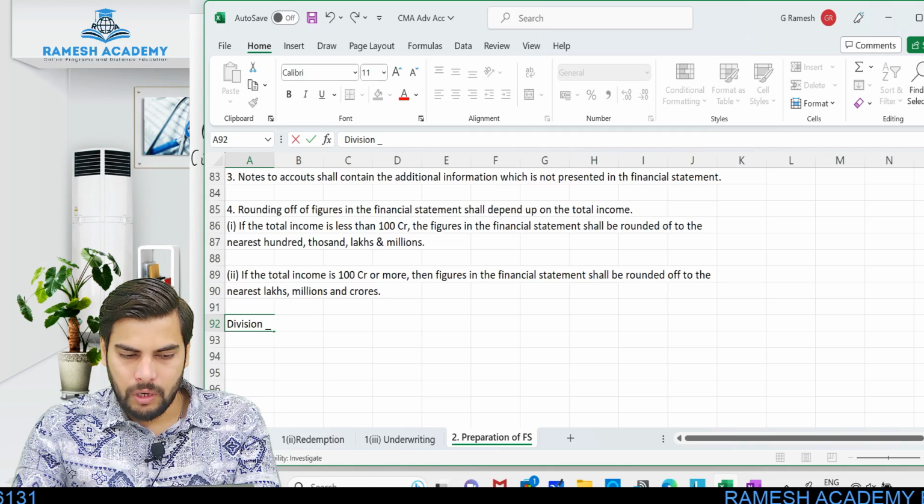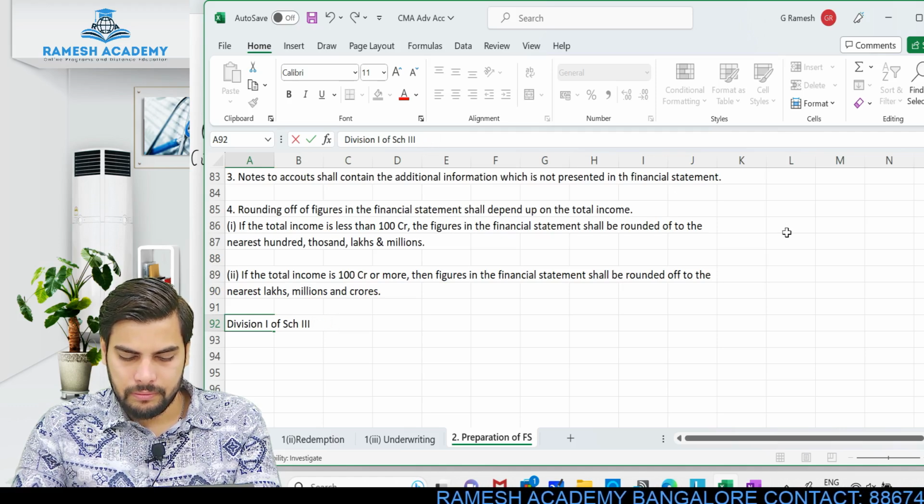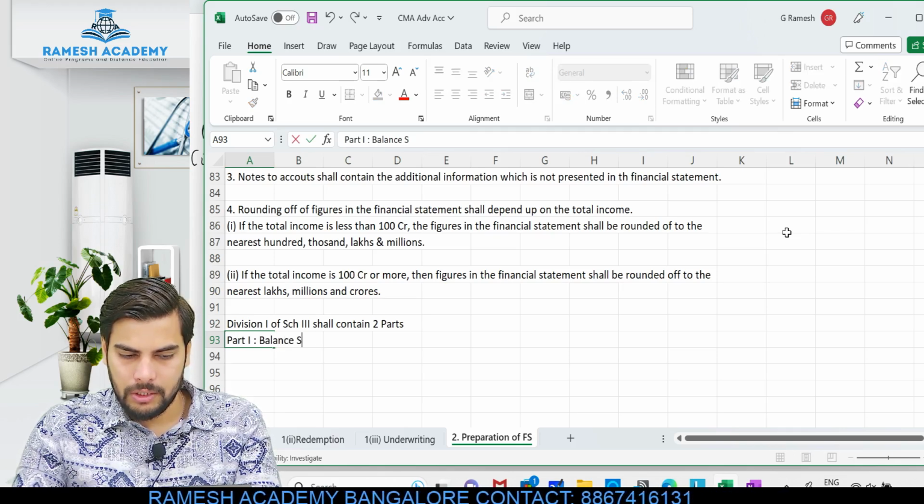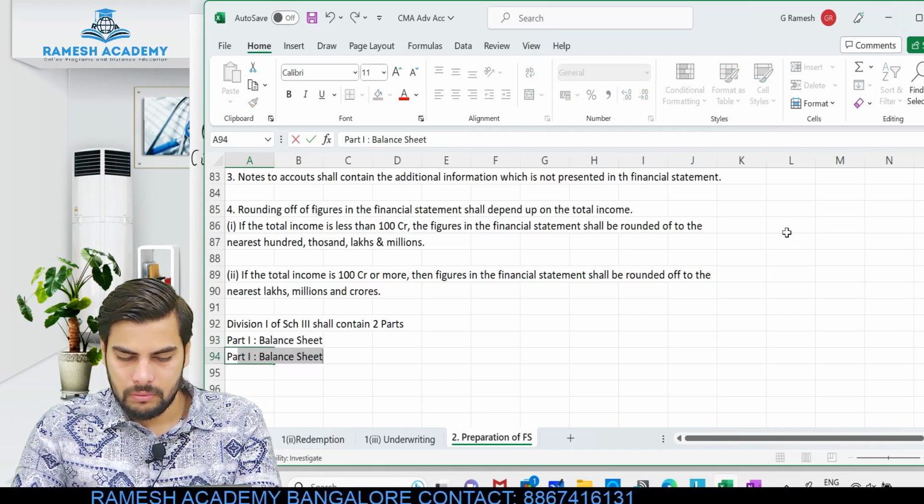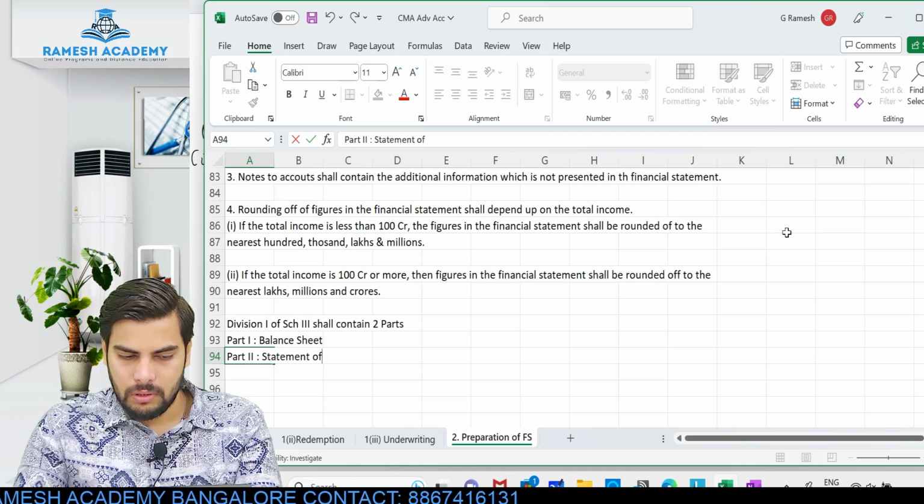So division 1 of schedule 3 shall contain two parts. Part 1, which talks about what? This talks about balance sheet. Part 2, which talks about statement of P&L.